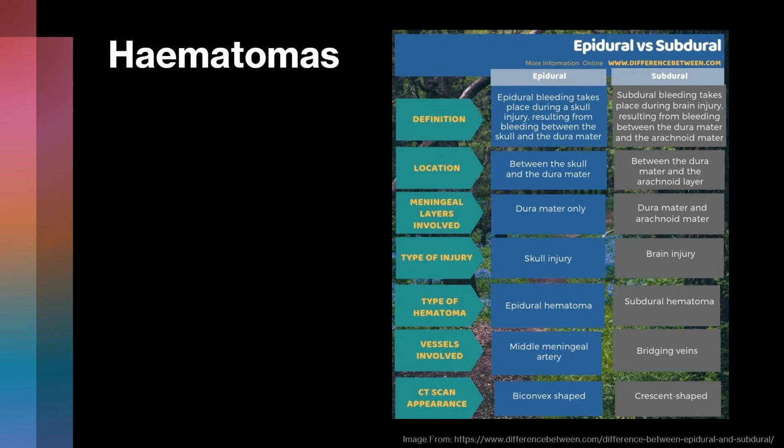So now we're going to move on and briefly discuss the types of hematomas that you can have. You can have extradural or epidural, as it's described on the table, and subdural. These are really important, as they have different mechanisms of injury and different vessels involved. Your extradural is the middle meningeal artery, whereas your subdural is your bridging veins, and these will give you different presentations on a CT scan.